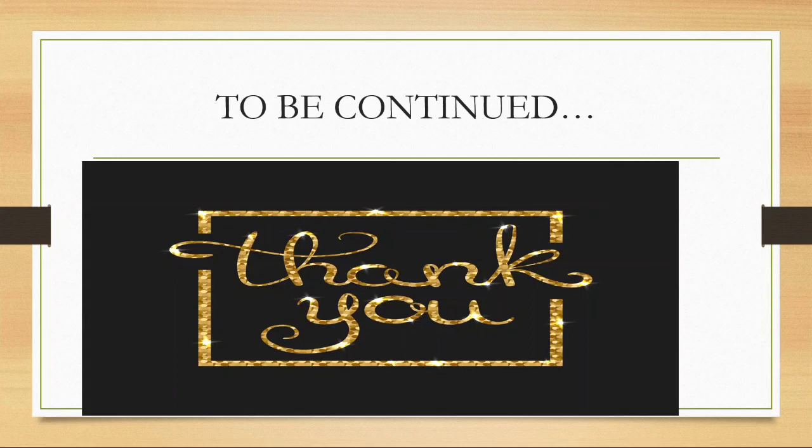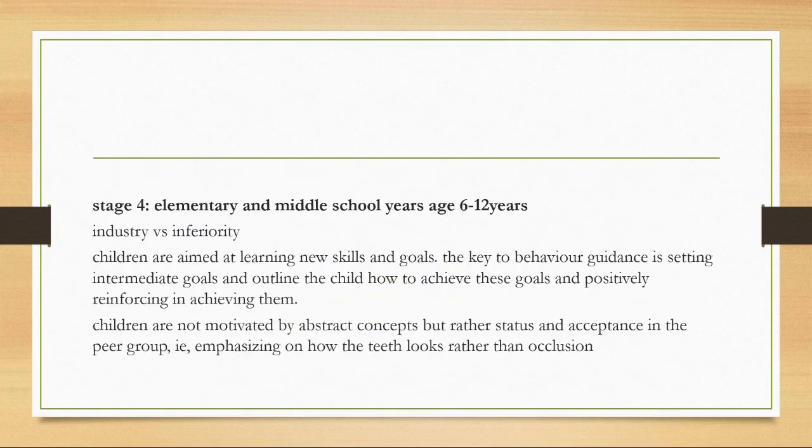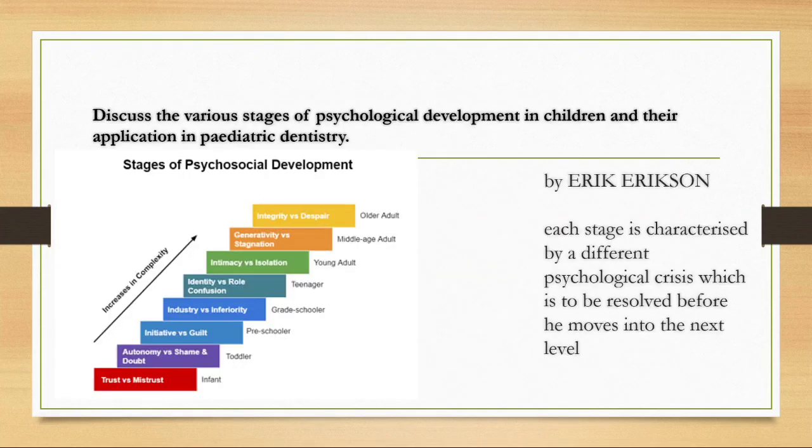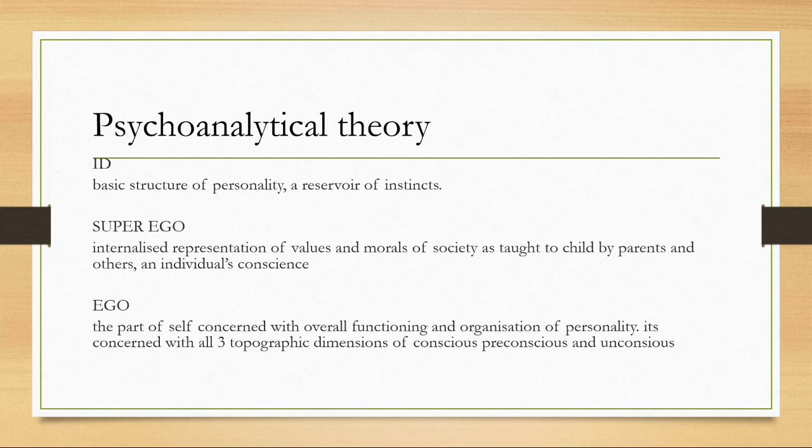So that is all about the theories of child psychology. We have many other theories I have not included, such as the theory of cognitive development given by Jean Piaget. Then we have other theories like the hierarchy of needs and the theory of operant conditioning. They are not very important, but mostly these two essays will be asked, that is the psychosocial developmental theory and the psychoanalytical theory, and ego and superego are also very important.